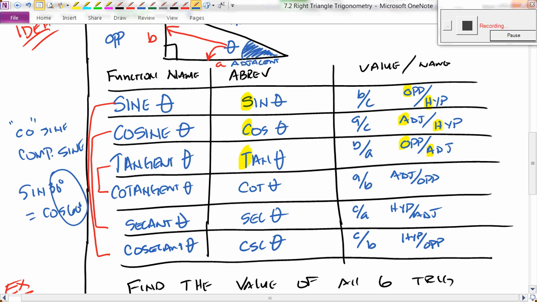All right, that is all of them. That's all the 6 trig functions that we're going to be working with. And trig functions are nothing more than just ratios of sides of a triangle.